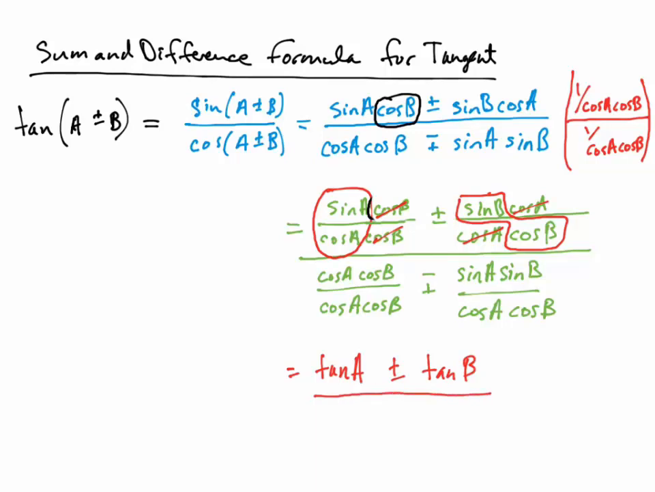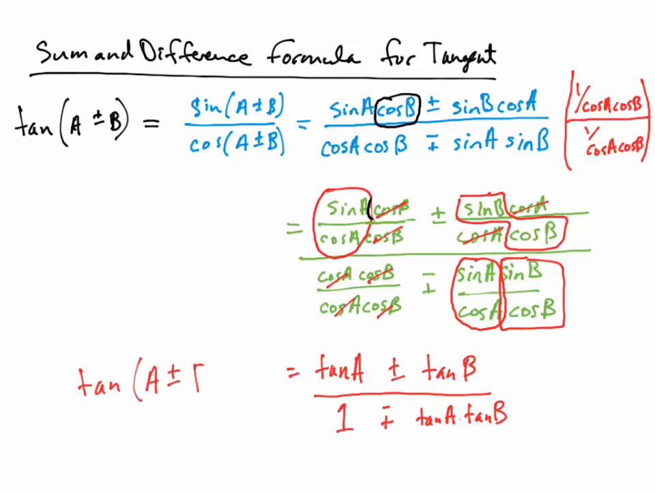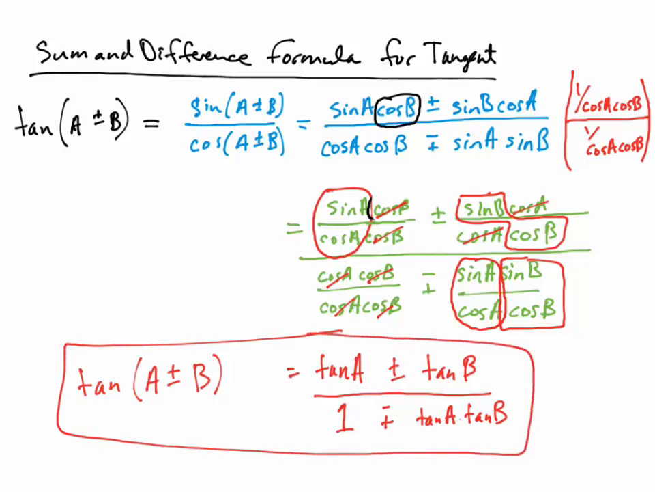divided by, well, in the denominator we have cosine A over cosine A, cosine B over cosine B, so that's just 1 minus plus, and here we have sine A over cosine A, so that's tangent A, and then sine B over cosine B, that's tangent of B. So what we end up with is tangent of A plus or minus B. We get this expression, tangent of A plus or minus tangent B, all over 1 minus plus tangent A tangent B. So that is the sum and difference formula for tangent.